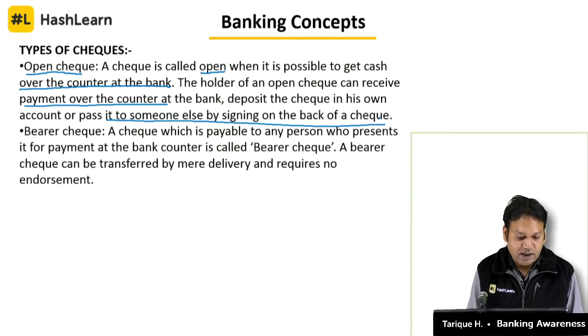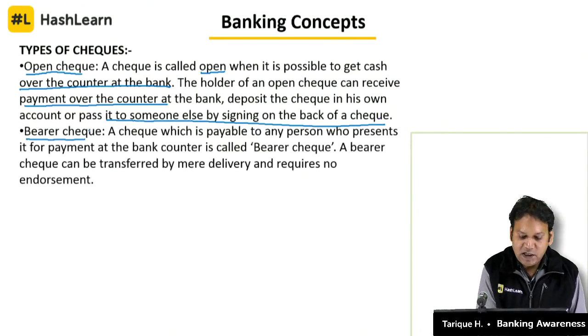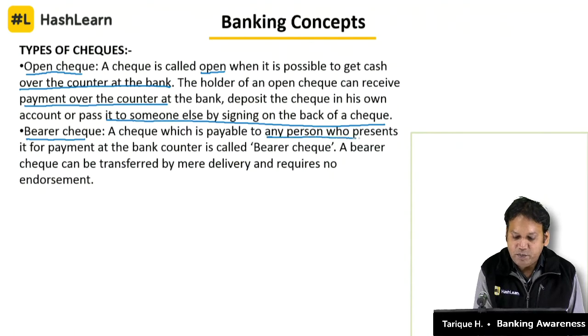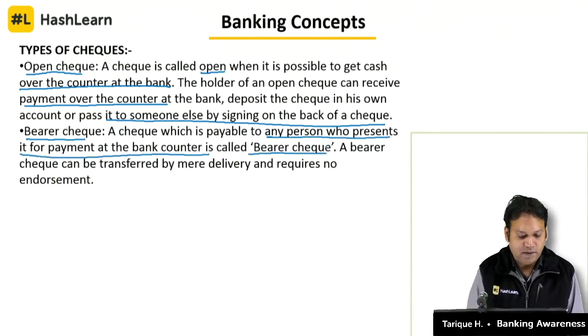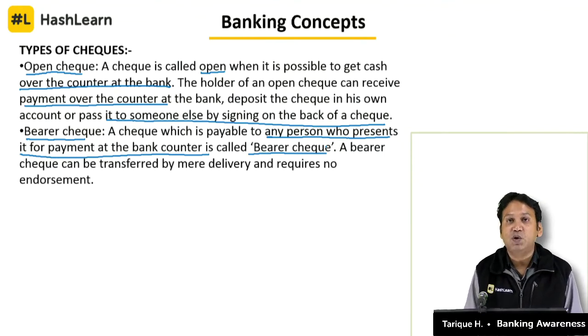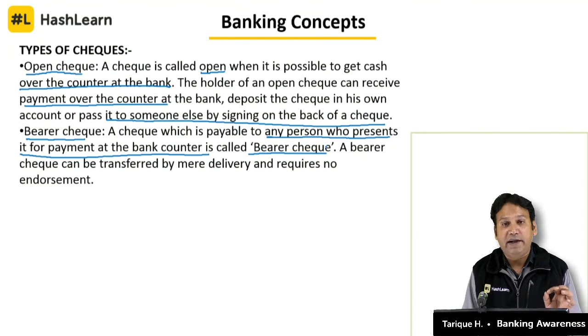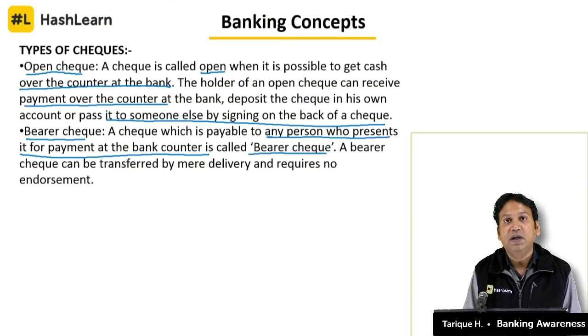Next is a bearer check. A check which is payable to any person who presents it for payment at the bank counter is called a bearer check. A bearer check can be transferred by mere delivery and requires no endorsement. So now we are writing the name of the person who should be given the money. It cannot be taken by anyone. The person whose name is mentioned in the check, only he can take that money over the counter, which is what is called a bearer check.